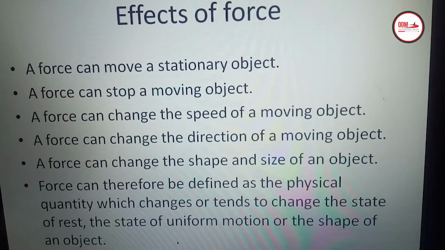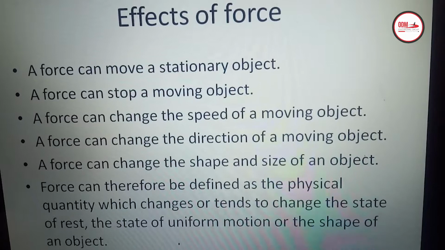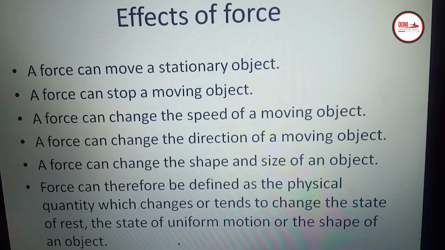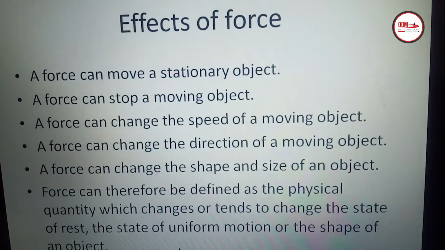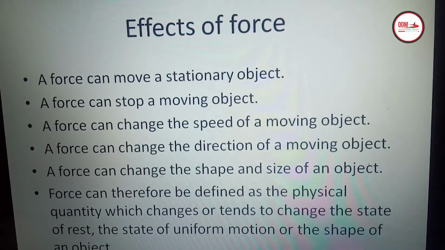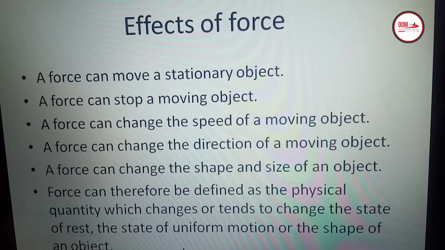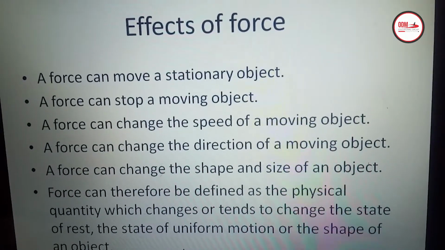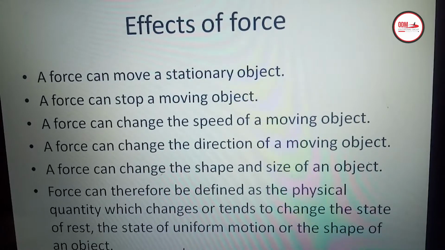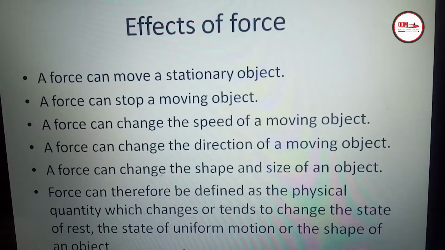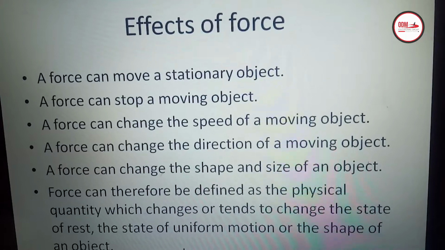Children, there are some effects of force. The first effect is that a force can move a stationary object. For example, a ball is on the ground at rest. Stationary means it is at rest. Then, children, we can easily move it by applying force. Secondly, a force can stop a moving object. If an object is moving, then the force can stop it.